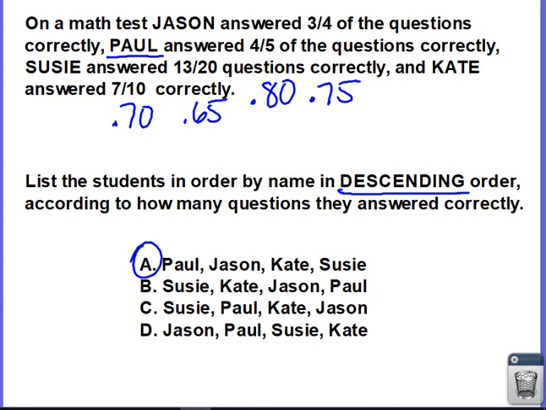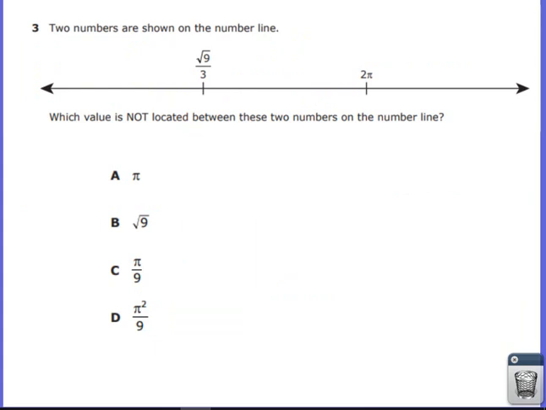Now what I'd like to do is look at a couple STAR questions. How are they going to test you over this concept on STAR? Well, here was a question that we had on STAR a few years ago. It says 2 numbers are shown on the number line. Which value is not located between these 2 numbers on the number line? The first thing you see, we've got square root of 9 over 3 and 2 pi. So just like we've been doing, we want to convert these into decimals and then determine which one of these is not in between them.